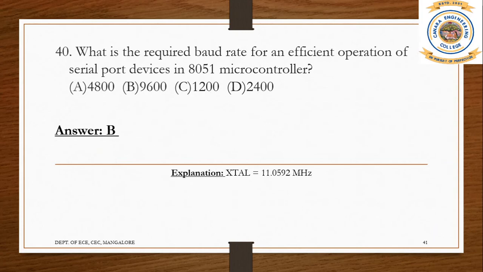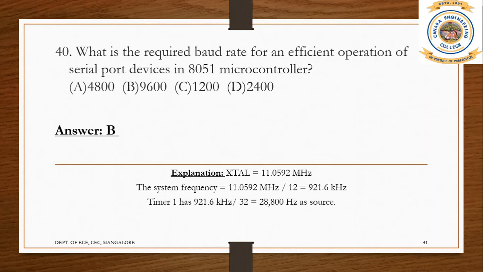You can go through this explanation. The crystal frequency is 11.0592 megahertz. So the system frequency is 12 machine cycles less than this, so that becomes 921.6 kilohertz. And when you feed the timer, this is further divided by 32. So your source for the timer is only 28,800 hertz. So the baud rate is 28,800 divided by 3, which is only 9,600 hertz. Hertz is nothing but bits per second. So 9600 is the baud rate.